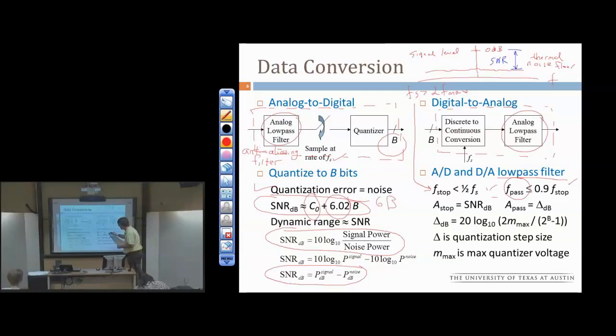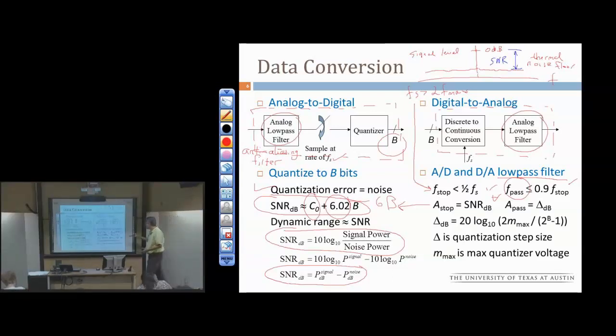So the stop band attenuation is going to be equal to the SNR. And that SNR is dependent on the number of bits. Right, so the SNR is this. So it varies with 6 dB per bit. I increase the number of bits, I increase the stop band attenuation.